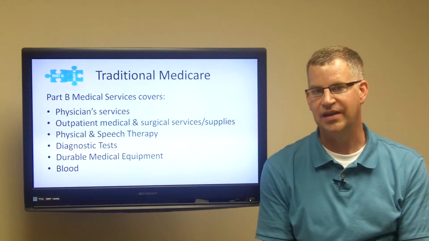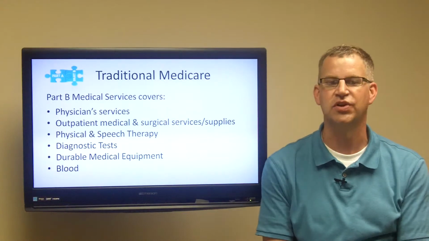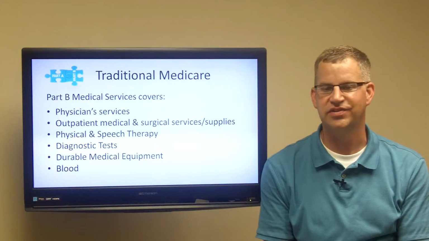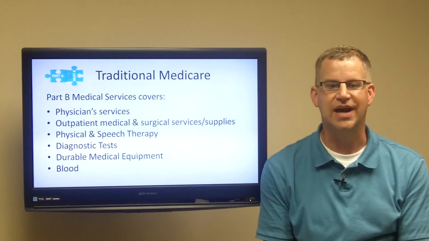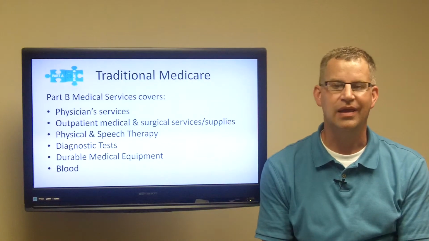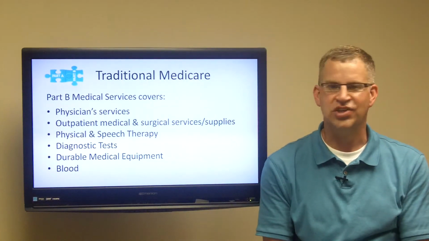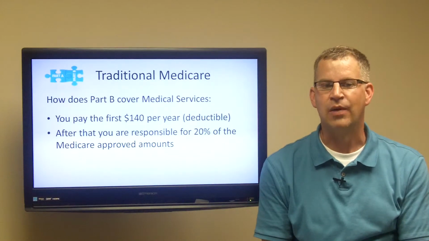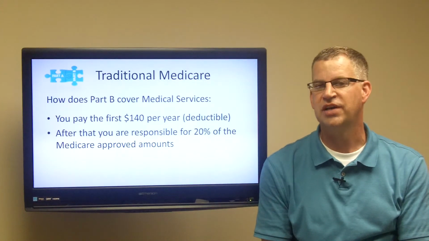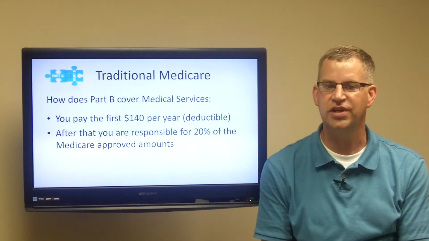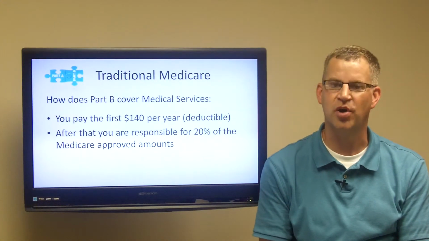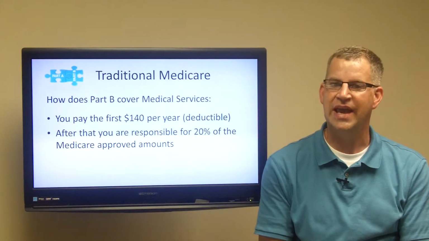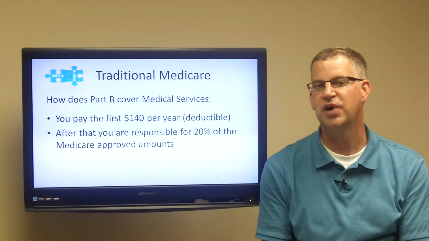Now moving on to Part B of Medicare, and we discussed that's everything outside of the hospital. So it covers things such as physician services, outpatient surgery and services and supplies, physical and speech therapy, diagnostic testing, durable medical equipment, blood transfusions. General rule of thumb, if it's outside of the hospital, it'll probably be covered under Part B. Now when it comes to Part B services, you're responsible for the first $140 per year of expenses. That's called your Part B deductible. Once you've met that deductible for the year, Medicare starts paying 80% of your expenses. You're responsible for the other 20%.